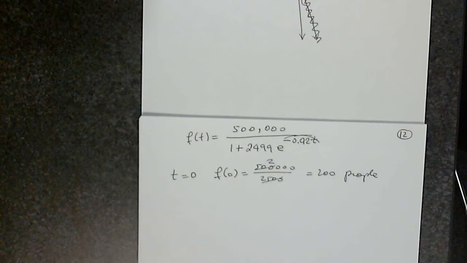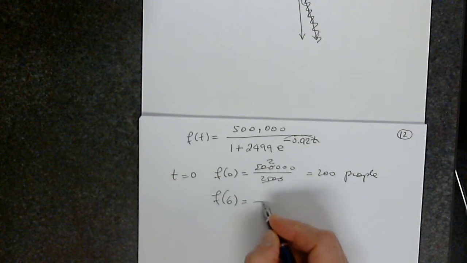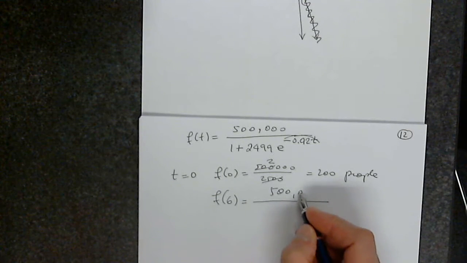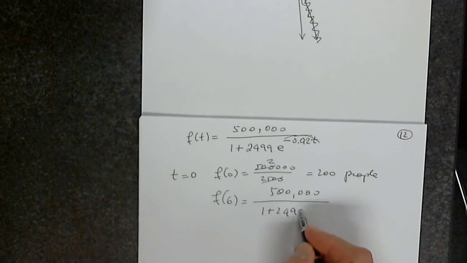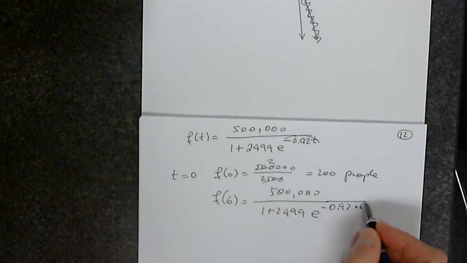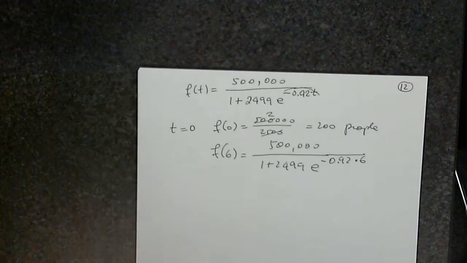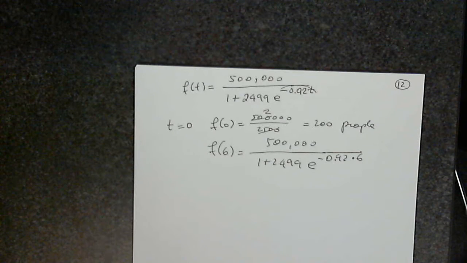Question number 2. How many people were ill by the end of the 6th week? Right, that I have to plug into the calculator. I cannot do that by hand. So 500,000 over 1 plus 2499 e to the negative 0.92 multiplied by 6. Okay. And then the limiting size of the population. Yes, let's do that with a calculator. Absolutely.